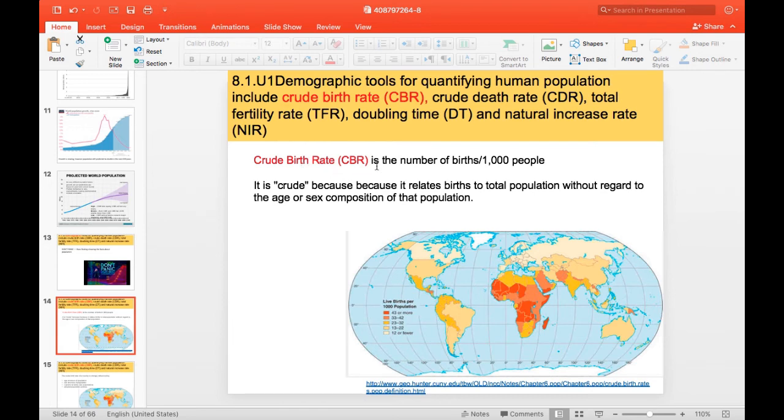Crude birth rate is the number of births per 1,000 people. It's crude because it relates births to total population without regard to age or sex composition of that population. So it doesn't matter. It's just the number of people that are coming to this world, okay?